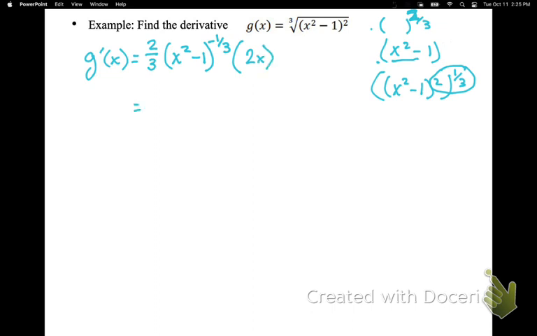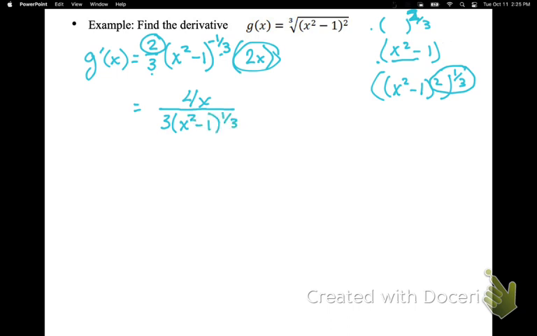Why can't we leave this one? We have a negative exponent and we have a fraction, but it is all multiplication, so I don't have to factor things out, do I? I can just move them around. So what stays on top? The 2 and the 2x, so that gives me what? 4x. And the bottom is just 3 times x squared minus 1 to the 1/3.